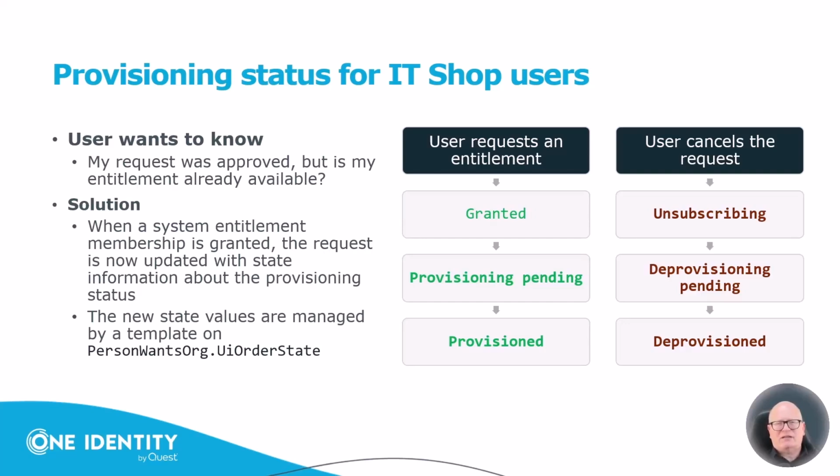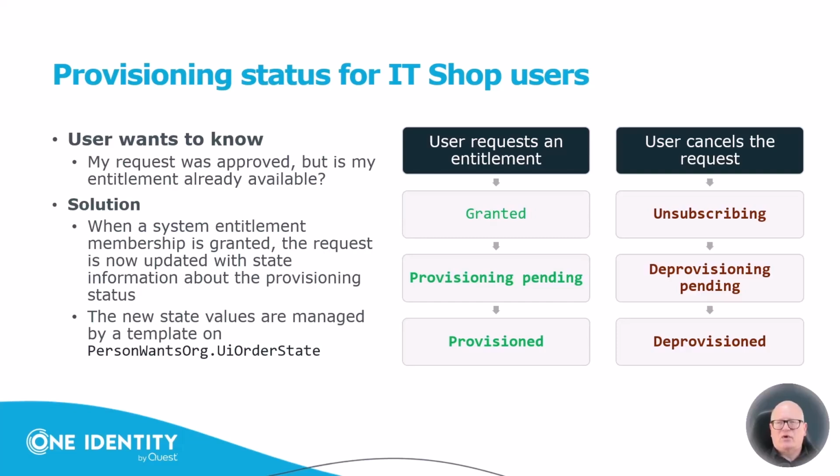And because of that, in Identity Manager 9.3, our developers decided to completely remodel that whole thing, so that there are now new UI order state messages. If you request something and it gets approved, it will then be granted. And additionally to granted, there will then be provisioning pending, meaning it is on the way to get provisioned. And at the end, the status provisioned, which will let you know that the provisioning happened.